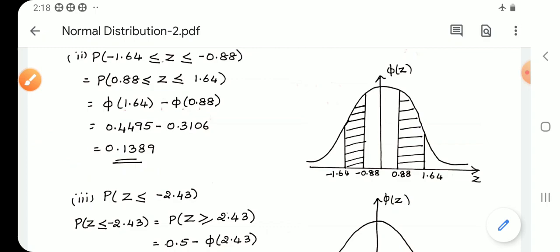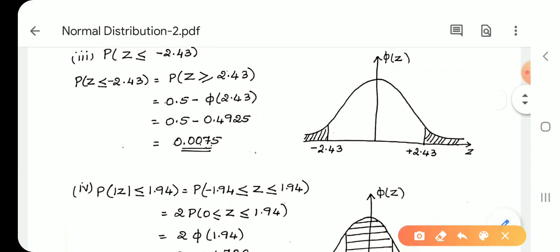Let us move on to the next one. P of Z less than or equal to minus 2.43. So if I draw a bell curve and represent this point minus 2.43, it lies around here.